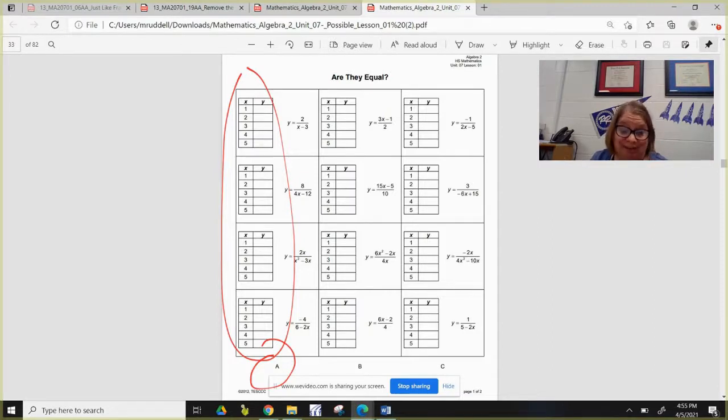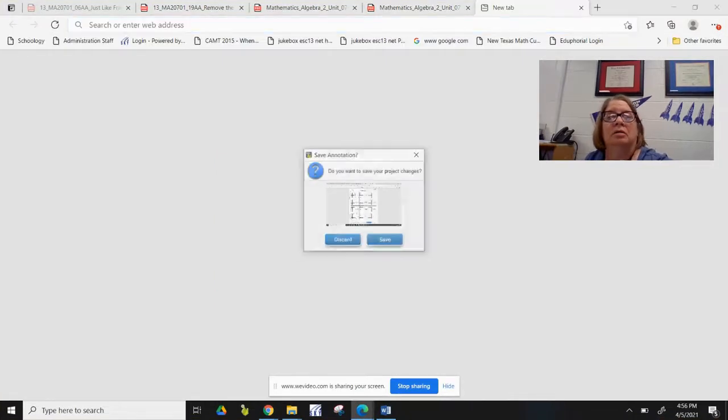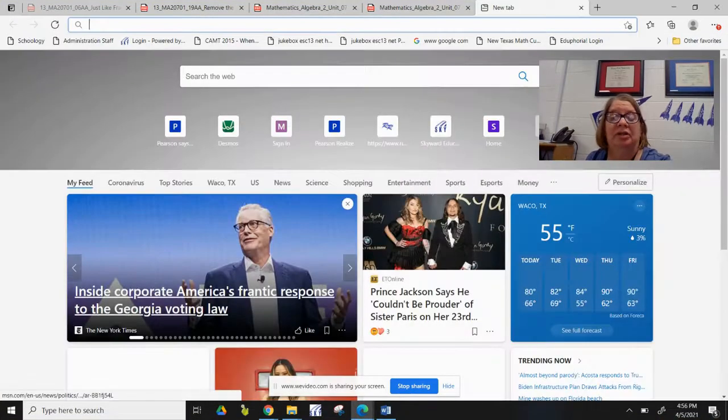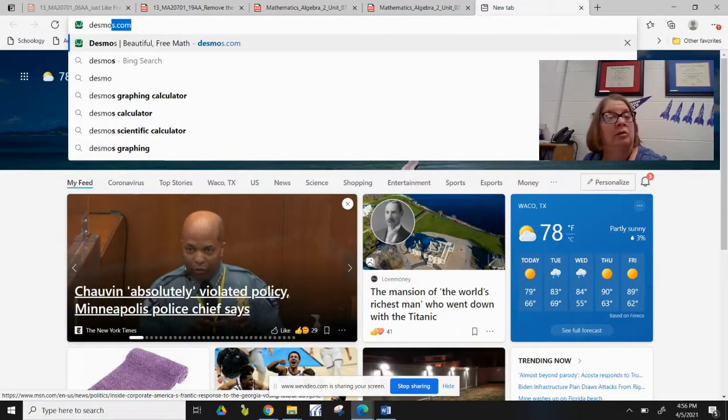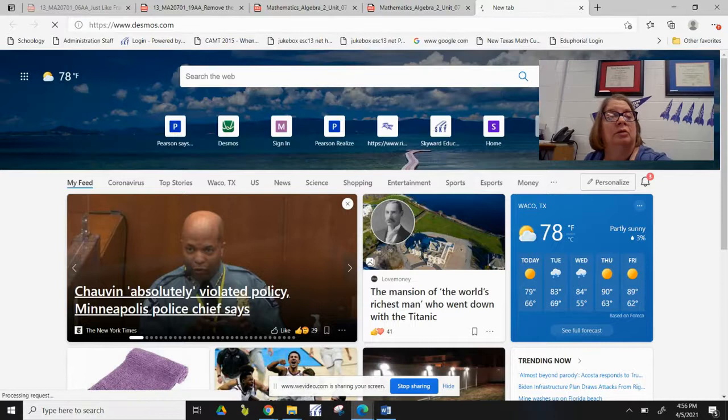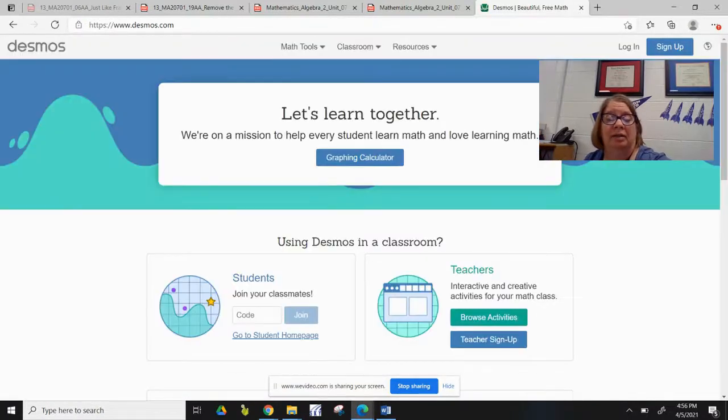The same thing that happens in column A is going to happen in column B. It's going to happen in column C. So use Desmos to type in this equation and look at your table. You remember how to do that? Let's see. For some reason, I'm in Edge today instead of Chrome, and I don't know why, but beautiful free math.